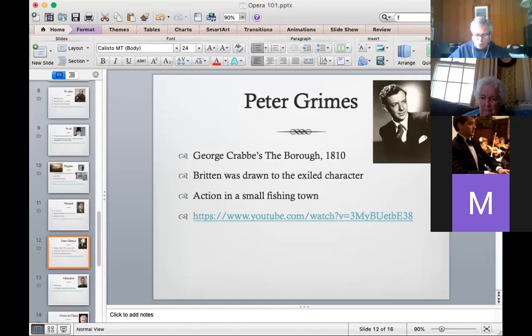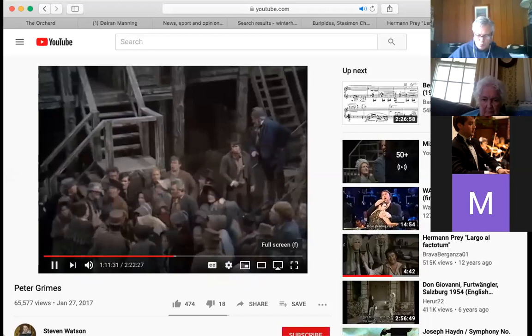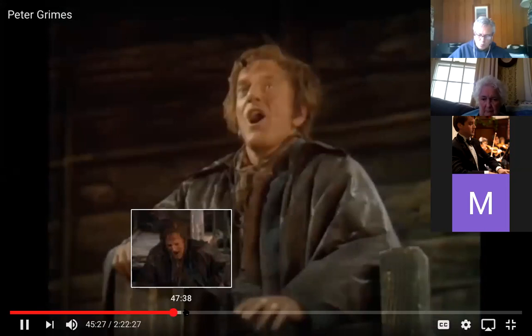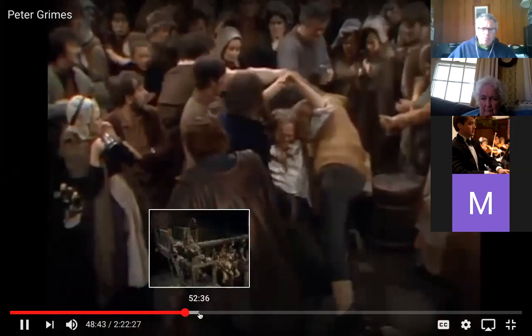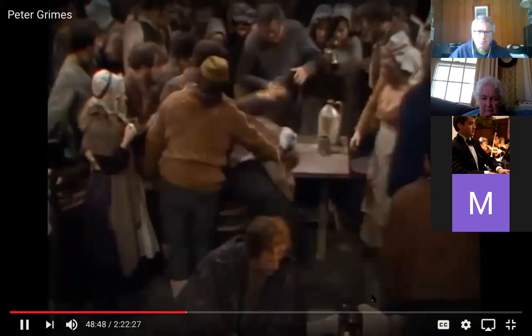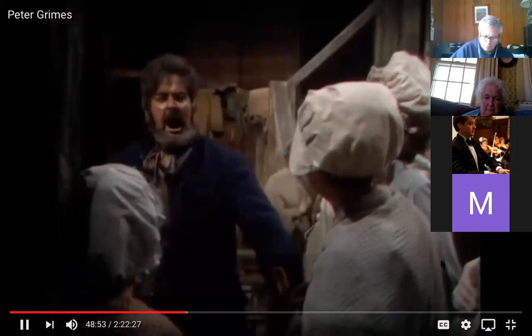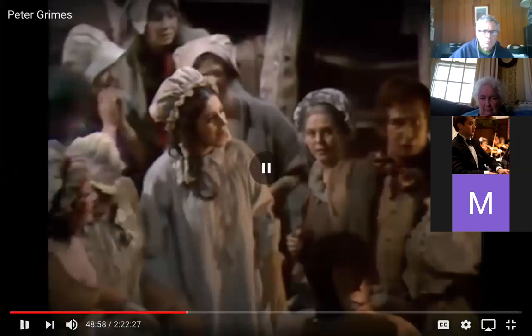Now let's stop this share and share the other thing. The section that I chose, I believe, is the storm scene. No, this is not the storm. This is actually not the storm scene. This is a shanty scene, which is also kind of cool.